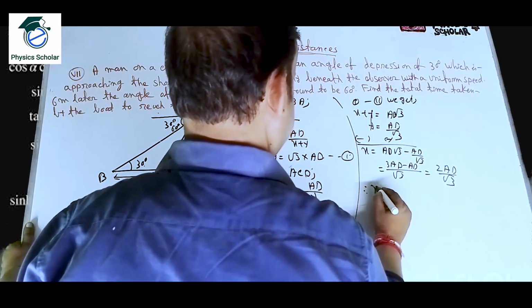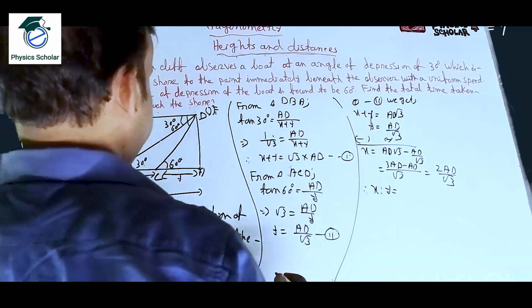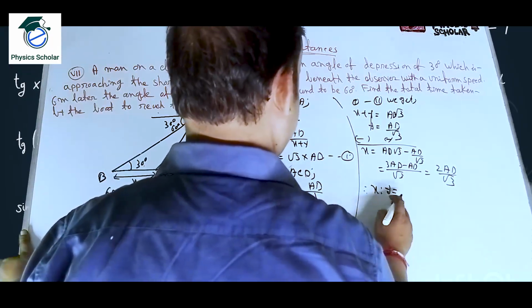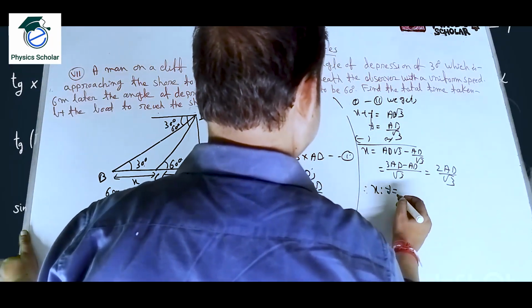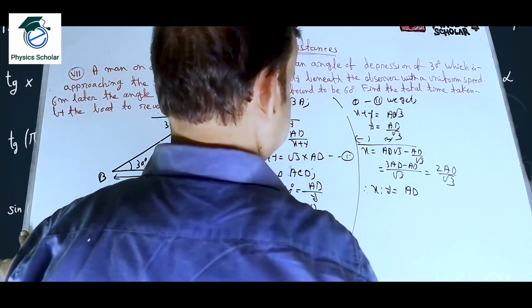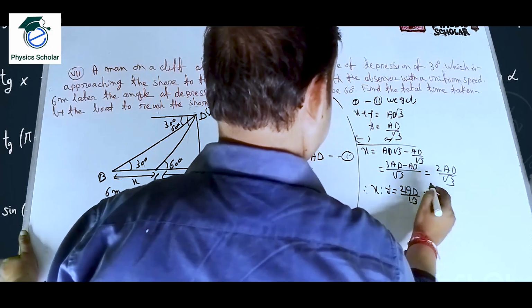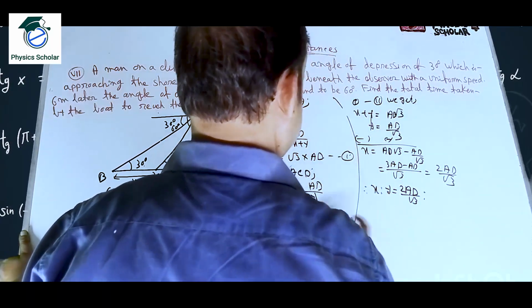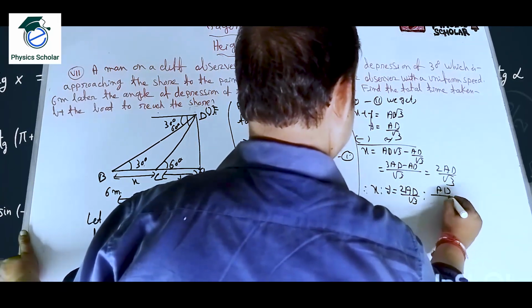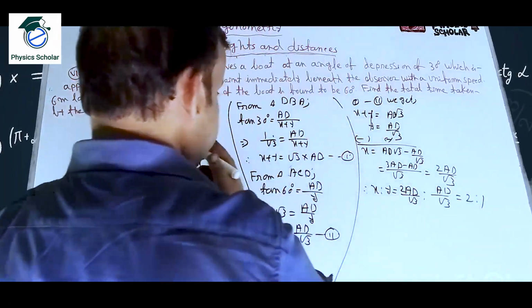So x is to y, that means the ratio between these two, x is to y is equal to what? What is the value of x? 2AD by root 3 is to, what is the value of y? AD by root 3, which is equal to 2 is to 1, okay.